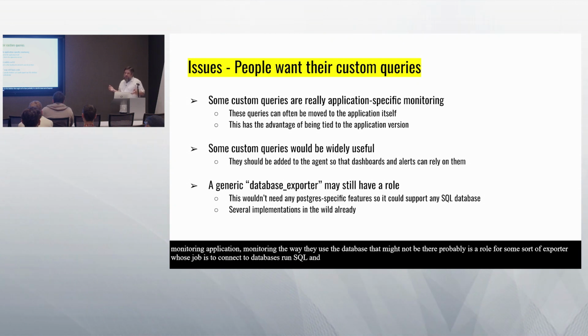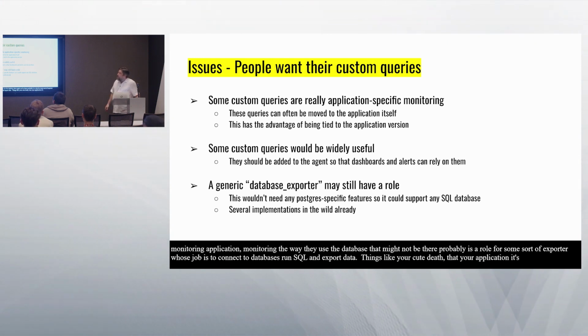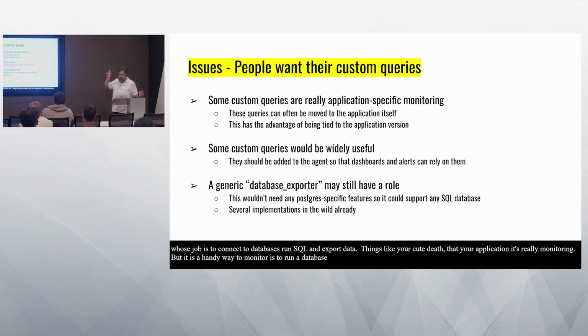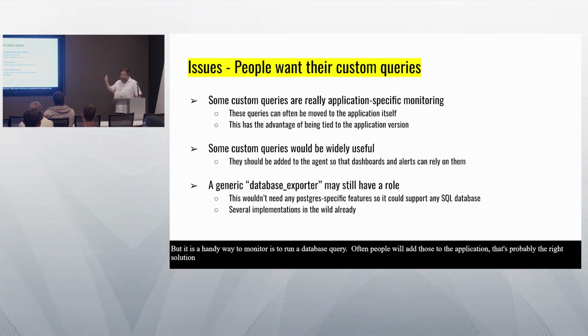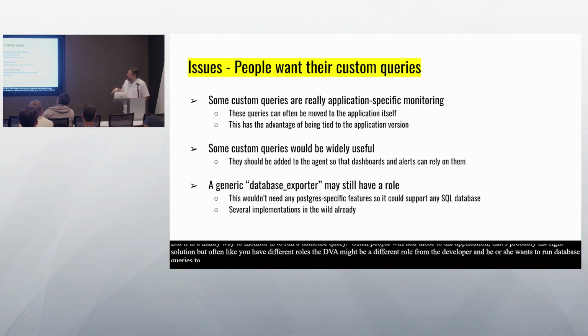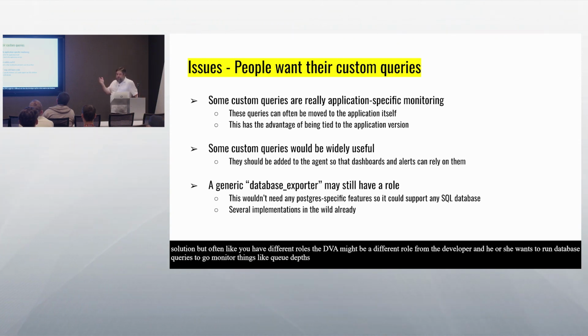Things like your queue depth. That's your application it's really monitoring. But it is a handy way to monitor it, to go run a database query. Often people will add those to the application. That's probably the right solution. But often you have different roles. The DBA might be a different role from the developer, and he or she wants to run database queries to go monitor things like queue depth, and it's not necessarily the developer's job to do that.